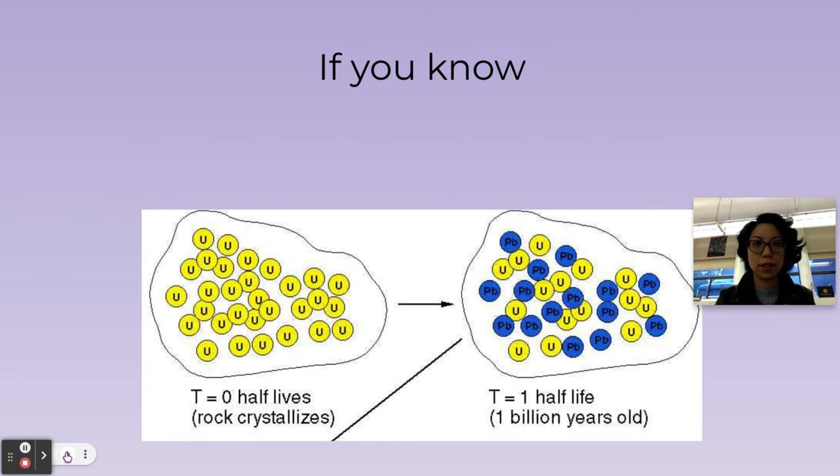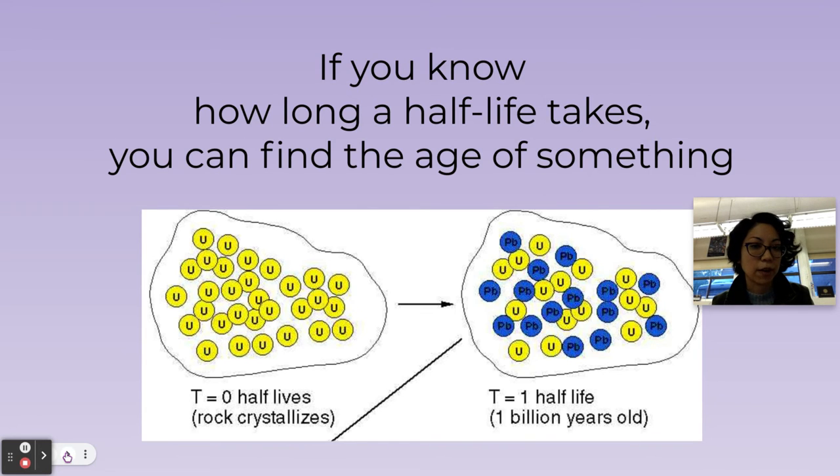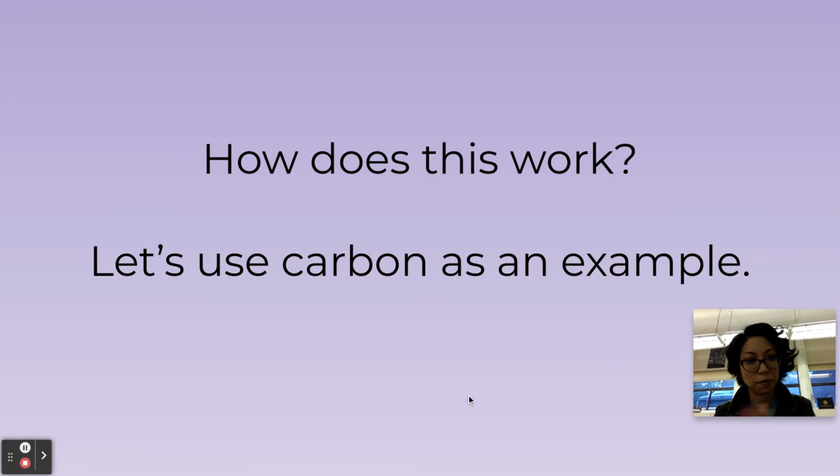Okay. So why do we care about half-life? Well, if we know how long it takes for half of the atoms in a group to change, we can figure out how old that thing is. Okay, so we're going to use carbon as an example. If you've heard of carbon dating, this is what carbon dating is.